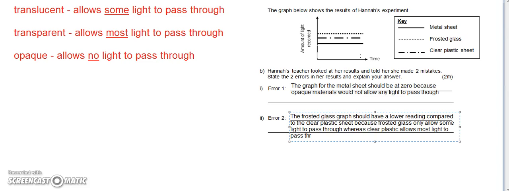So you can see that knowing your definitions well for translucent, transparent and opaque is very handy, so that when you're answering section B, you can use those definitions and apply them to what the question wants. Okay, so with that, that answers this question.